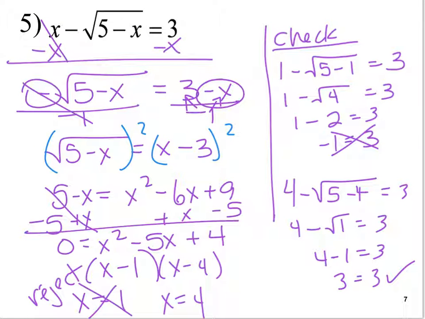Okay, looking at this one, factor and make sure when you squared, you got x squared minus 6x plus 9. Don't lose that middle term there. Make sure that's a plus 9. When I did this, I got 1 and 4 as answers. Plugged 1 in, it doesn't work, so it's rejected. Plug 4 in, it's good.